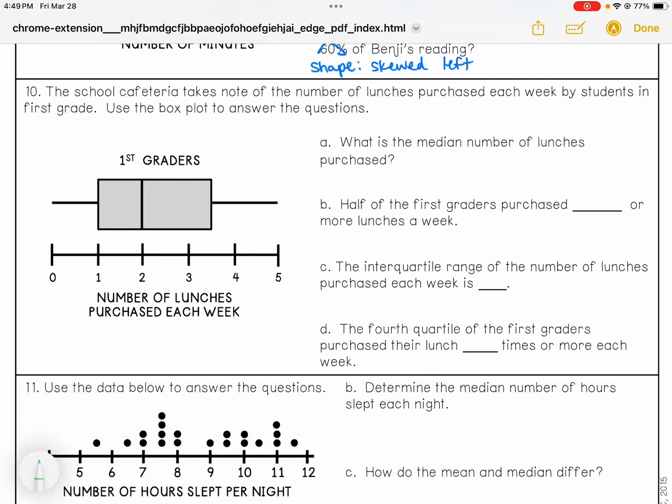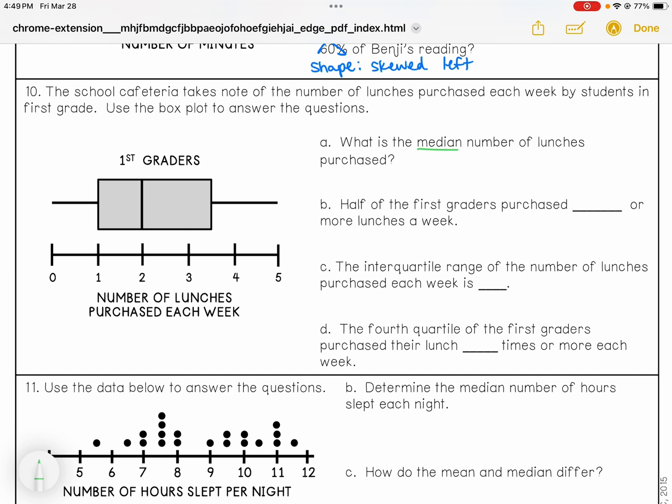All right, guys, let's talk about our second type of data display, which is a box plot. So the school cafeteria takes note of the number of lunches purchased each week by students in first grade. Use the box plot to answer the questions. So what is the median number of lunches purchased?